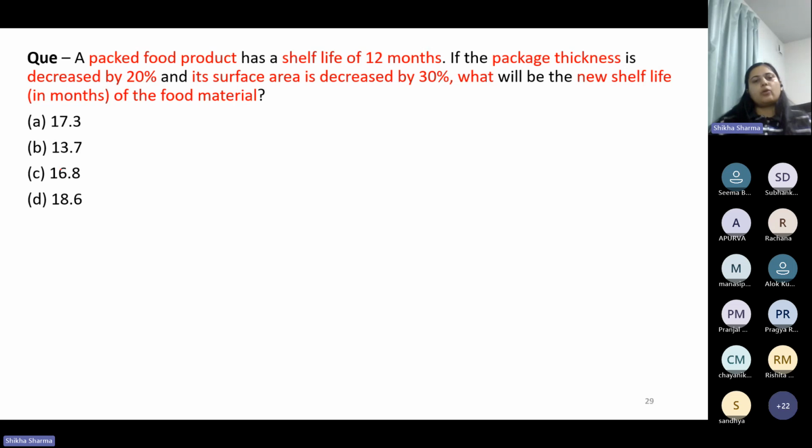Next is the numerical problem. So let's solve this question together. A packaged food product has a shelf life of 12 months. If the package thickness is decreased by 20% and its surface area is decreased by 30%, then what will be the new shelf life of the food material in months?